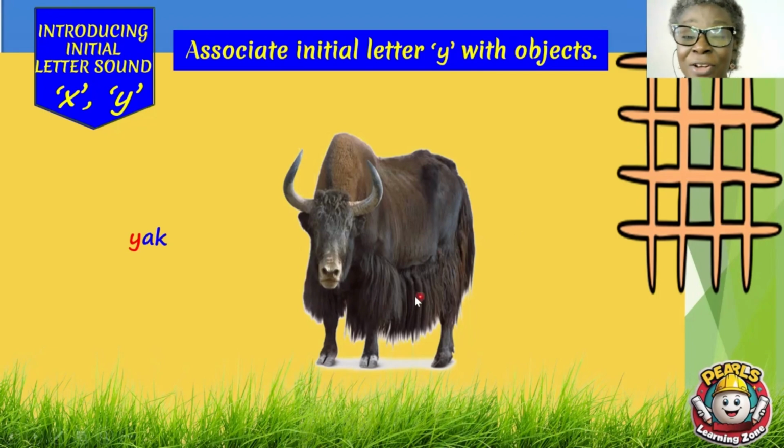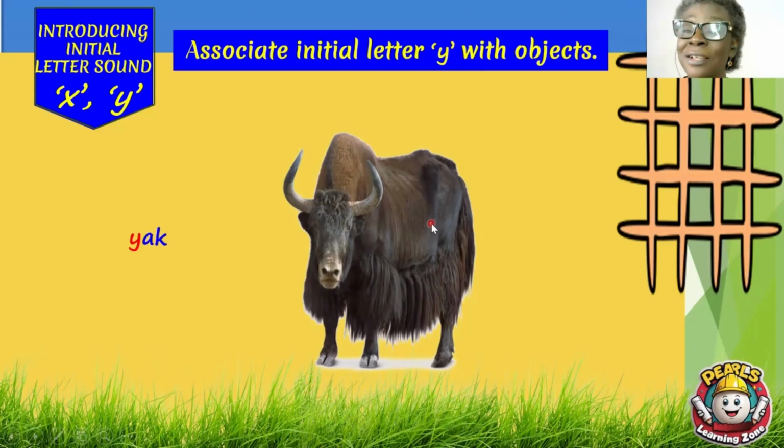Can you see the hair on his body? Can you see? Long hair, very long. This helps to keep it warm, okay? This hair helps to keep it warm because it stays on the mountains. That's where you'll find it. And those places, where it's cold mountains, that's where you find them. Okay? It's a yak. Yak.